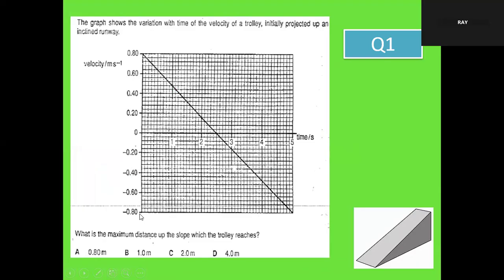Okay, number one. The graph shows a variation with time of velocity of a trolley initially projected up an inclined runway. That's an inclined runway. What is the maximum distance up the slope that the trolley reaches? How to calculate? Area under graph. Area in the graph. Okay, what's your answer?